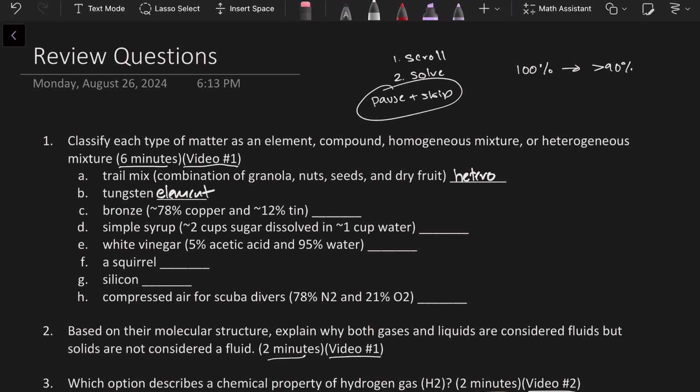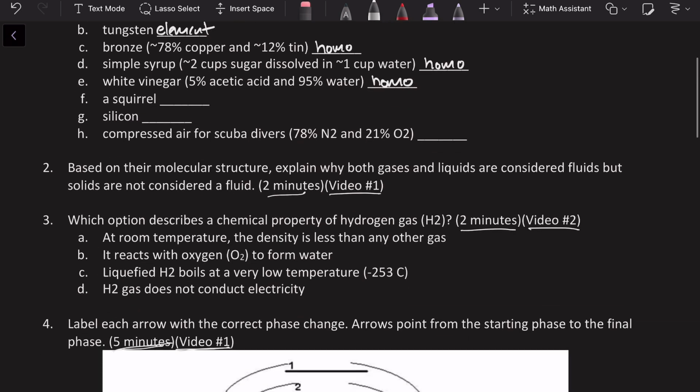Bronze, copper, and tin are not chemically bonded in this, so we cannot call this a pure compound. It's a homogeneous mixture. Simple syrup, also homogeneous mixture, similar concept to tea. Uniform, but we can separate it through evaporation. White vinegar is also a homogeneous mixture, can be separated, and it is also uniform, so therefore homogeneous mixture.